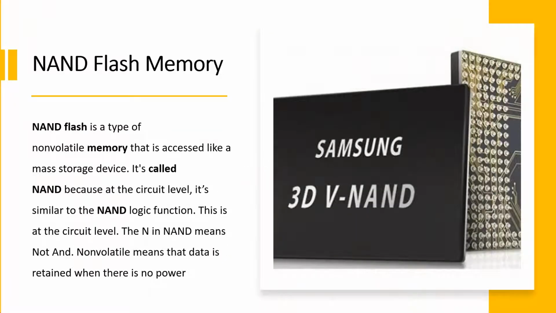NAND flash is a type of non-volatile memory that is accessed like a mass storage device. It's called NAND because at the circuit level it's similar to the NAND logic function. The N in NAND means not and. Non-volatile means that data is retained when there is no power. Now, you do not need to be an expert at the circuit level with transistors and NAND logic functions. You should be aware of some of the terms though. NAND flash memory also applies to USB thumb drives.